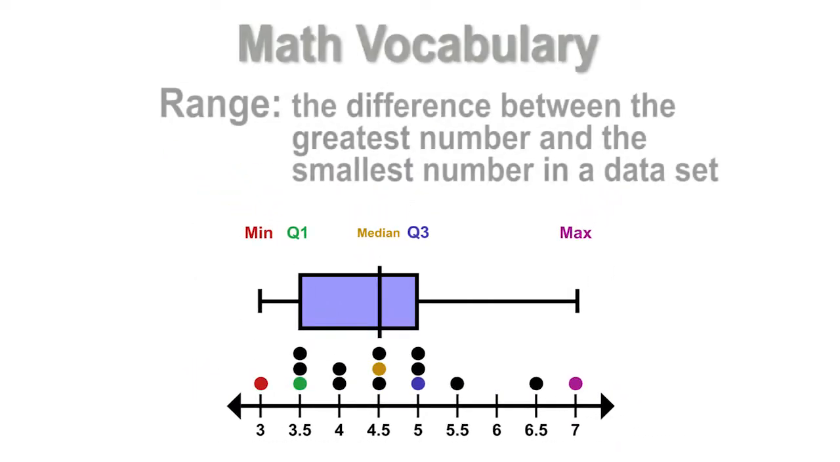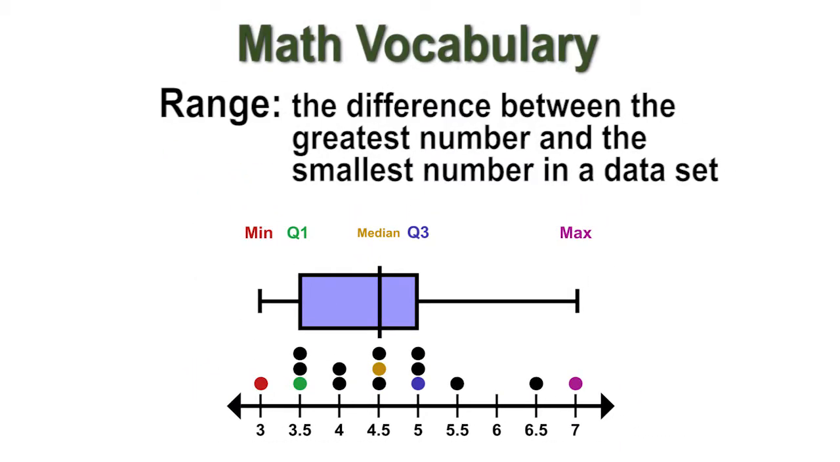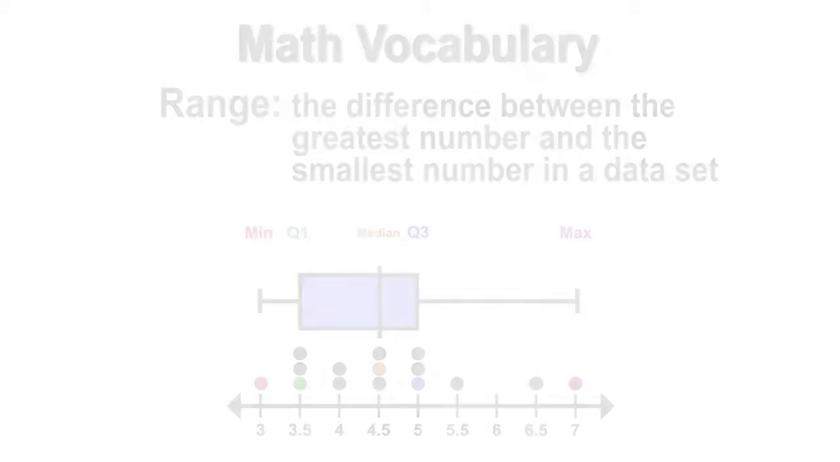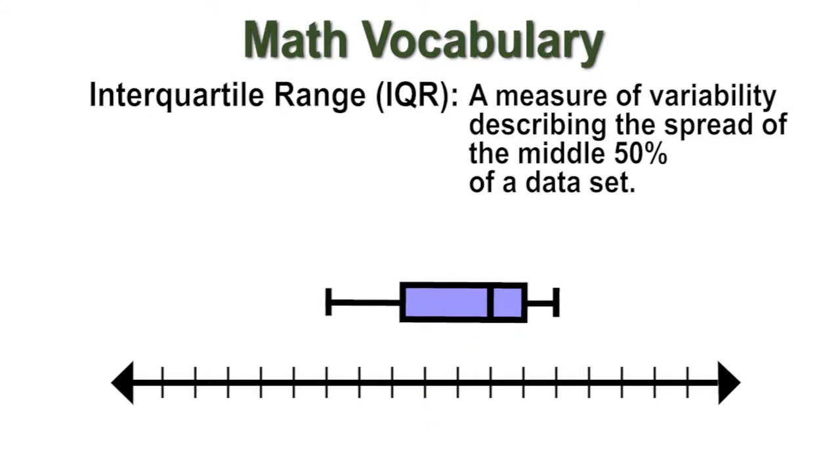First, let's review some vocabulary we've learned in previous lessons. The range is the difference between the greatest number and the smallest number in a data set. Quartile 1 is the median of the lower half of data, and quartile 3 is the median of the upper half of the data. Using our understanding of these vocabulary words, let's look at another vocabulary word, interquartile range, or IQR.